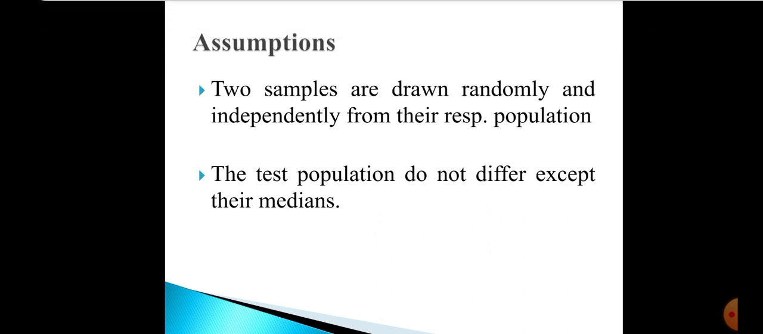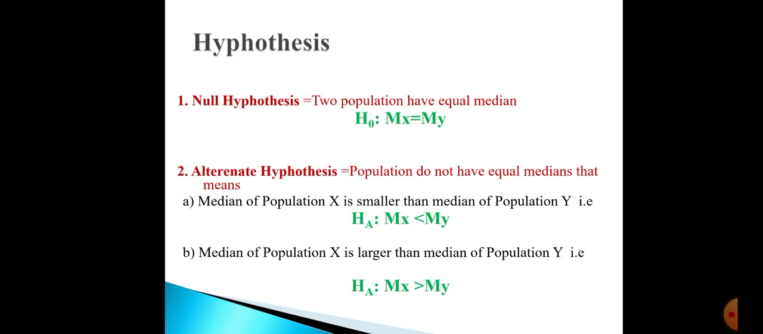Okay, then for solving the example, we have to assume two hypotheses: one is the null hypothesis and another is the alternate hypothesis. In the null hypothesis, the two populations have equal medians, and in the alternate hypothesis, the populations do not have equal medians. Here I have given either the median of population X is smaller than Y, then the HA hypothesis, and if the median of population X is larger than the median of population Y, then another hypothesis.